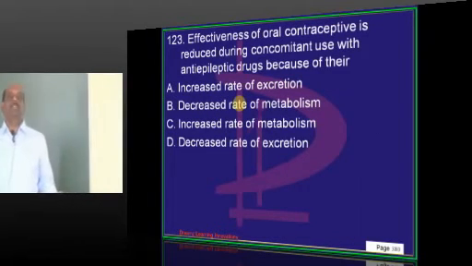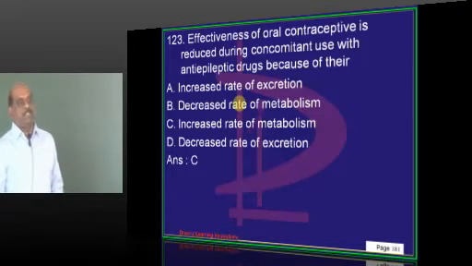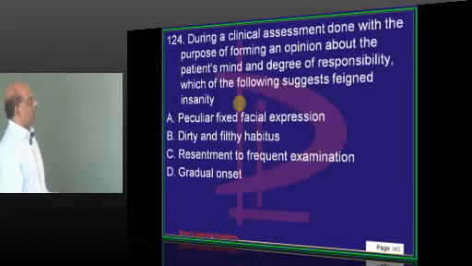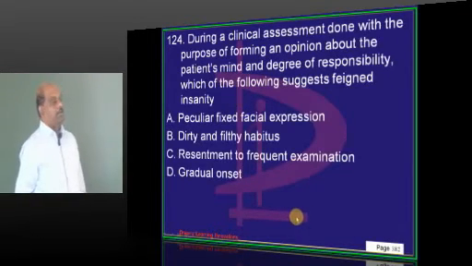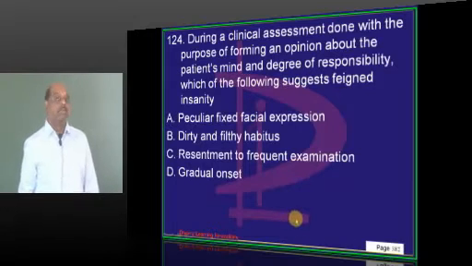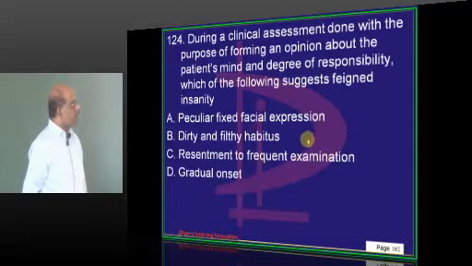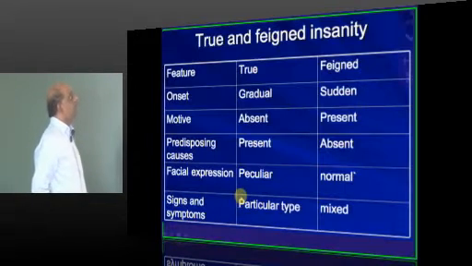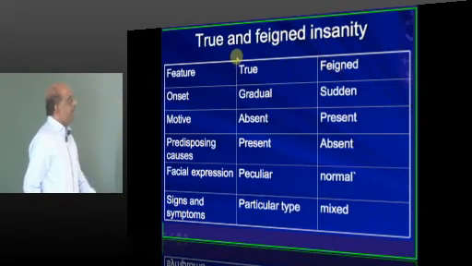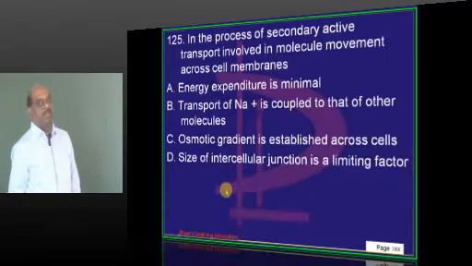Why do anti-epileptics change OCP's effectiveness? It decreases, because they bring change in the P450 system and change the rate of metabolism. Feigned insanity: resentment of frequent examination. If the patient resents frequent examination, then that's acted out insanity. So the differences between true versus feigned insanity, how you recognize them, is one rare question which you need to be sure about.